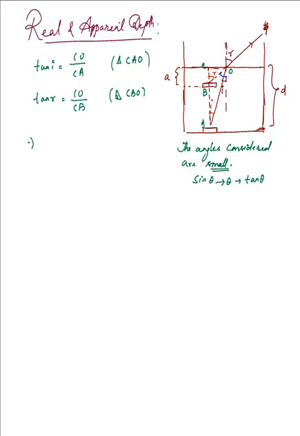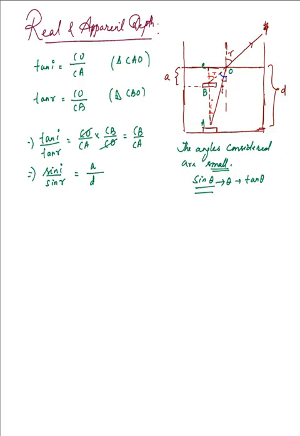Now if we take the ratio, then we have tangent of I over tangent of R equal to CO over CA, and this just reverses, so CB over CO, they cancel out. We have CB over CA. Now the tangent can be taken same as that of sine for smaller angles. So this is nothing but sine of I, that is the angle of incidence, over sine of R, angle of refraction. And CB, as you know, is the apparent depth over CA being the real depth.